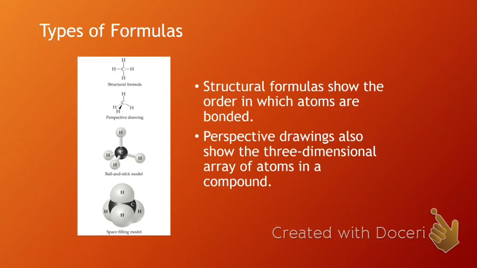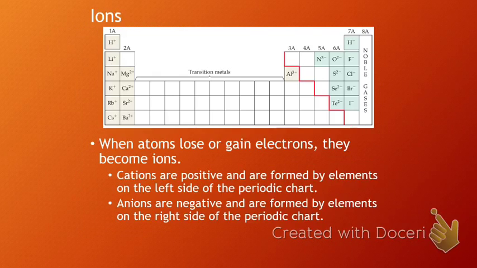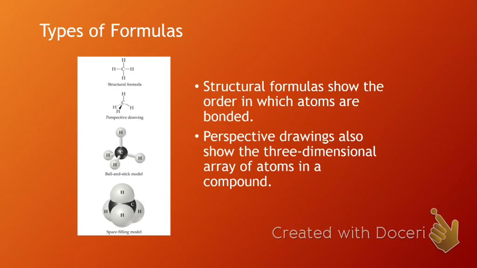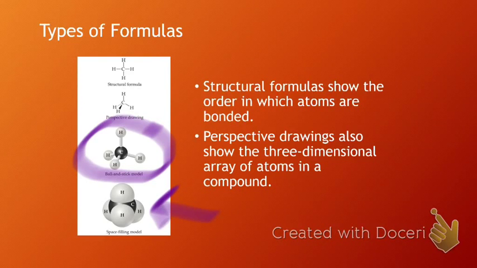Two other ways to show the different types of formulas include the ball and stick, which is to give just a general idea of the relative bonding of the atoms. And then we have the space-filling molecule, or the space-filling model, which is actually the model that shows you the relative size and how much space that molecule would take up, relatively speaking.